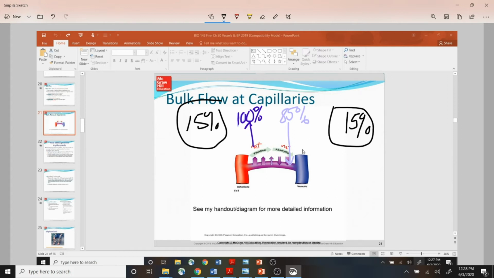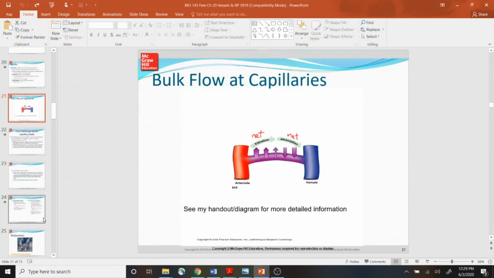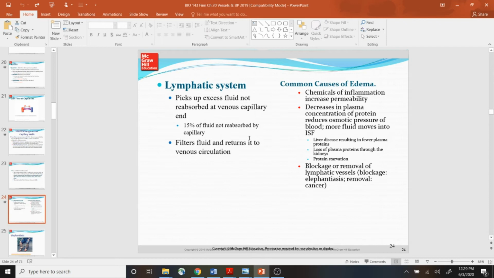The other reason is related to the immune system. That excess 15% is not going back into the veins, it's picked up by the lymphatic system, and then those lymph vessels will return it to general circulation. And so we never have edema unless there are issues. And so here are some of the common reasons why you would have edema. Normally you don't have to worry about it because the lymphatic system does its job.